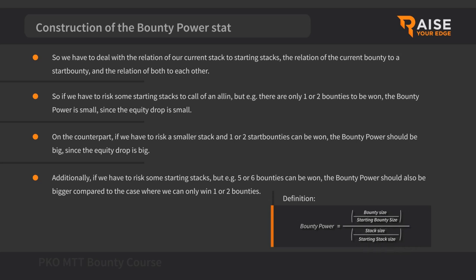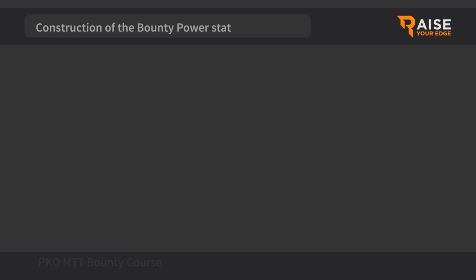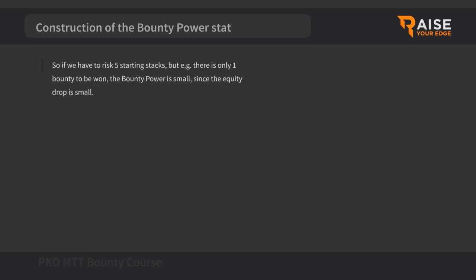Let's continue the construction with some examples. So for example, if we are risking 5 starting stacks, but there is only one bounty to be won, the bounty power should be small, since the equity drop, of course, is small. And if we put in the numbers, so we are winning one bounty, so this is 1 start bounty divided by the start bounty, and we are risking, for example, 5 starting stacks, then our bounty power is 0.2. So for this scenario where the equity drop is small, our number is actually small.